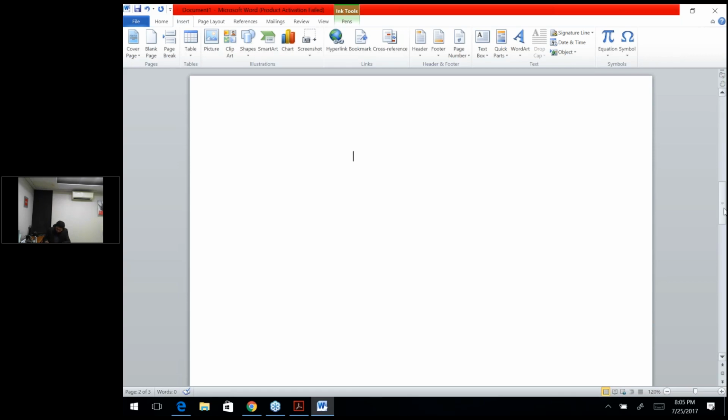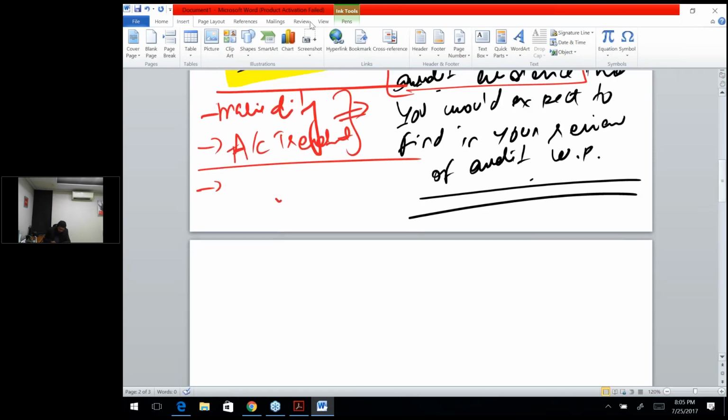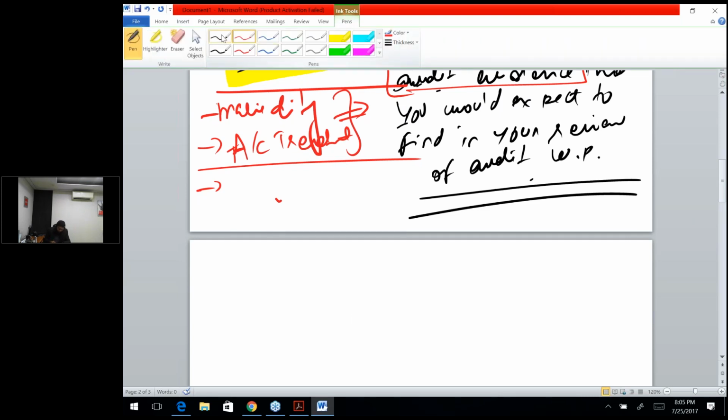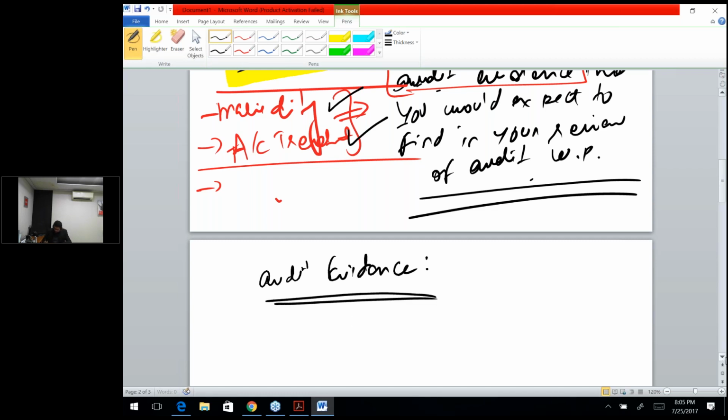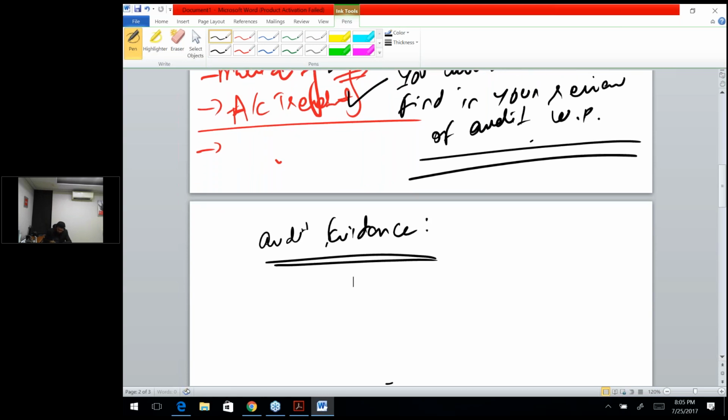See, I discussed that when it says comment on the matters to be considered, you need to discuss the materiality and the accounting treatment. And it says state the audit evidence that you would expect to find. Now, you need to understand what is audit evidence. There are two things. First of all, there is a difference between audit procedure and audit evidence. Now, what is the difference between the evidence and the procedure?